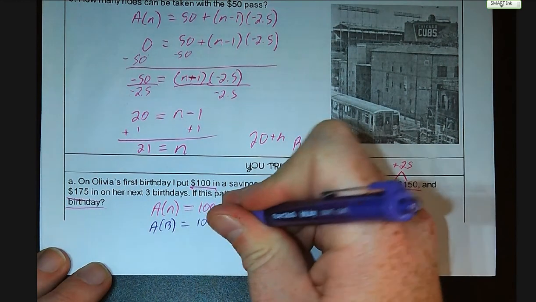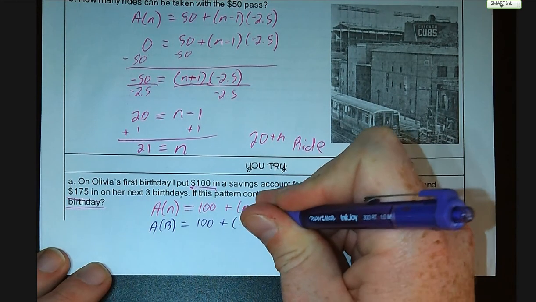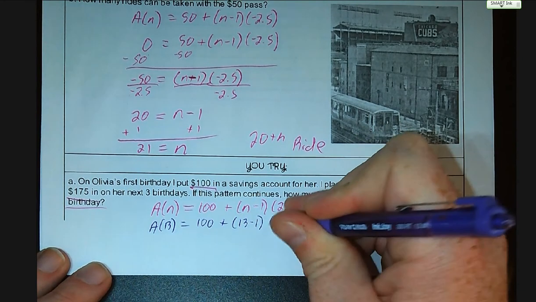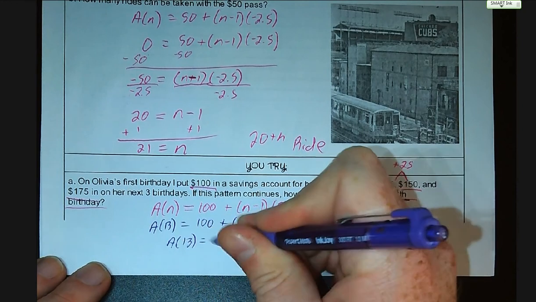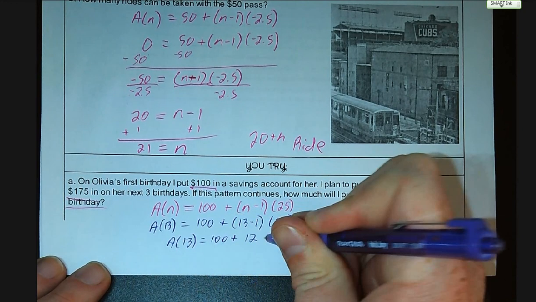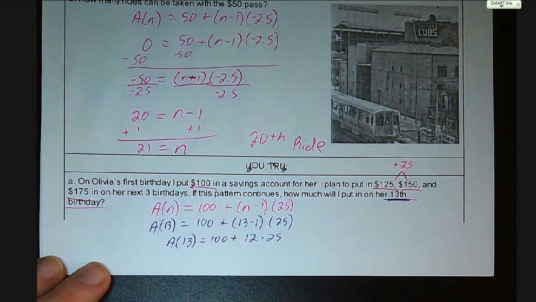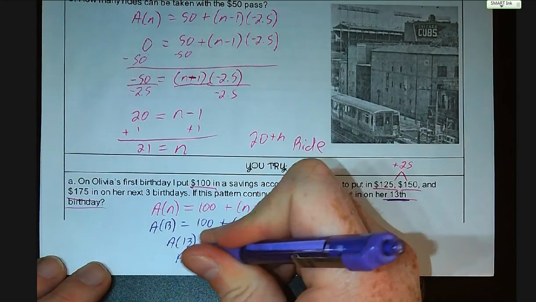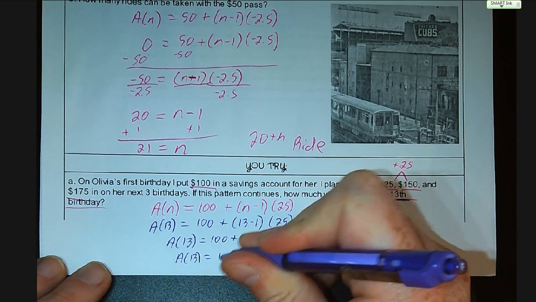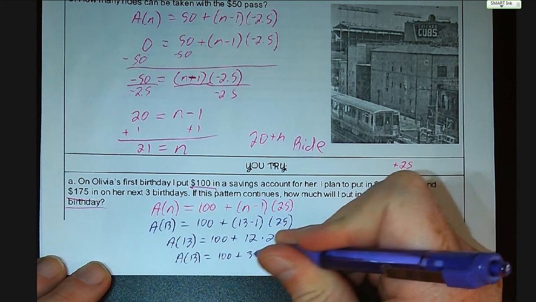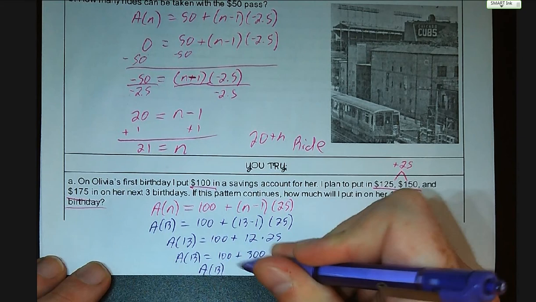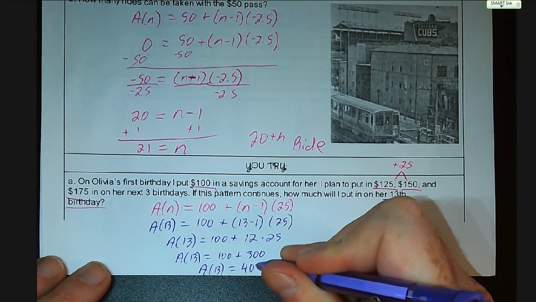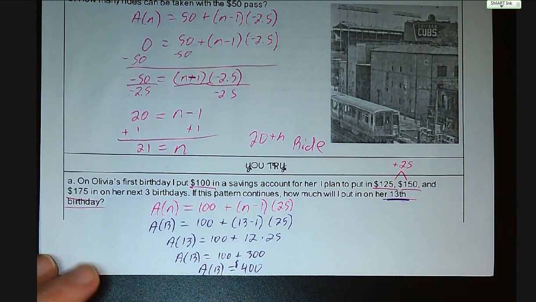So then we'd have our 100 plus 12, and then times the $25 increase. So make sure you follow order of operations here. You're going to be multiplying the 25 and the 12 first. And that will get you $300. And then $100 plus the 300 means that on the 13th birthday, she is going to add in $400 to her account.